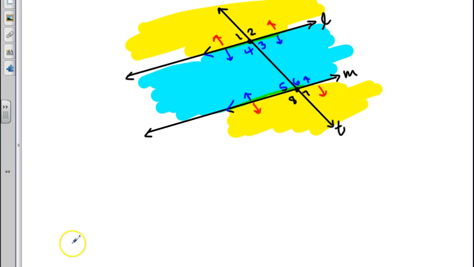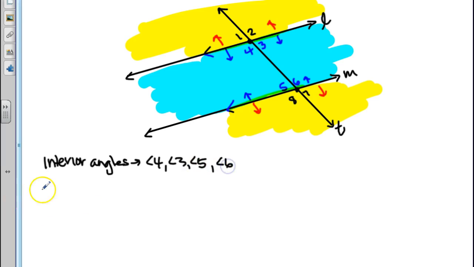All right, so first of all, let's make a list over here. We've already talked about it, but let me go ahead and make a list. Interior angles inside the parallel lines would be angle 4, angle 3, angle 5, and angle 6. Exterior angles: angle 1, angle 2, angle 8, and angle 7. Those are exterior, on the outside of the parallel lines.